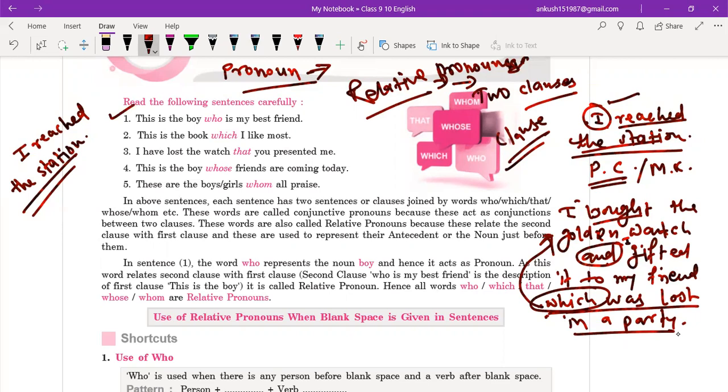This is the boy who is my best friend. Who is my best friend? The boy. Okay. Suppose I would have said the sentence like, this is the boy is my best friend. That would go wrong grammatically. This is the boy who is my best friend. ये लड़का है जो मेरा बहुत अच्छा दोस्त है.